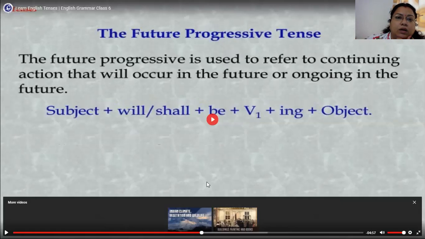Now, future continuous tense. The future progressive is used to refer to a continuing action. Any work that will keep happening, will occur in the future or be ongoing in the future, will continue, or is an ongoing process that will end in the future. So that is the future continuous tense, or we call it the future progressive tense. The formula.